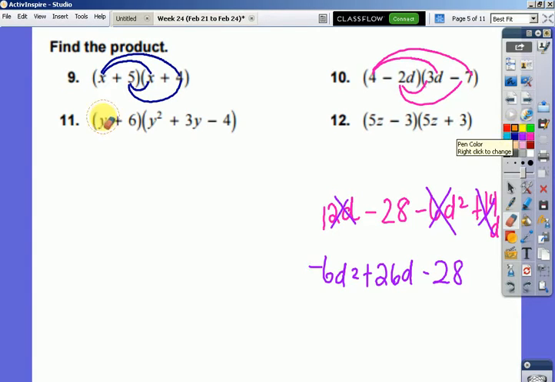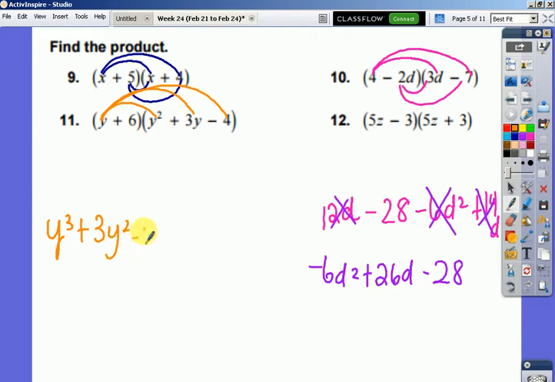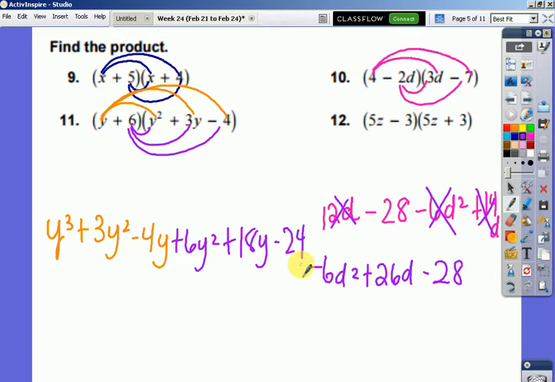I'm going to start with my y's. Y times y squared, y times 3y, y times minus 4. That is y cubed plus 3y squared minus 4y. And then I'm just going to move on to the next term in my binomial and distribute that to the terms in my trinomial. So that's plus 6y squared plus 18y minus 24.